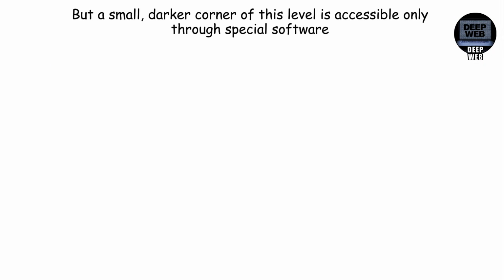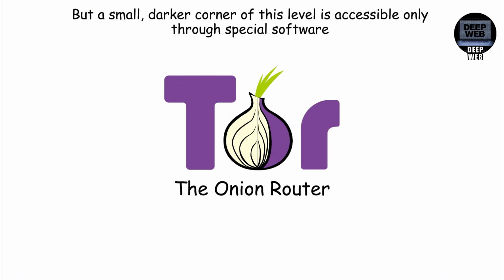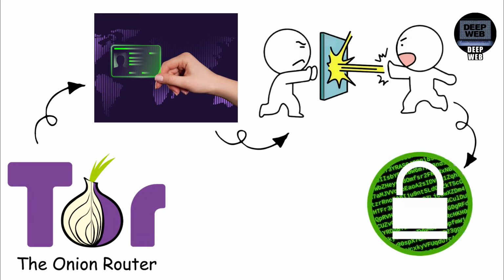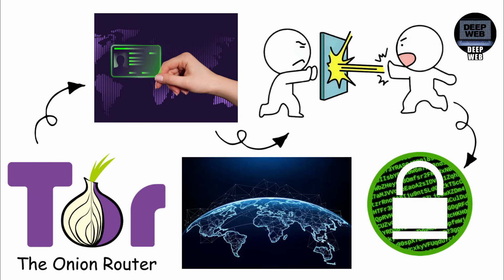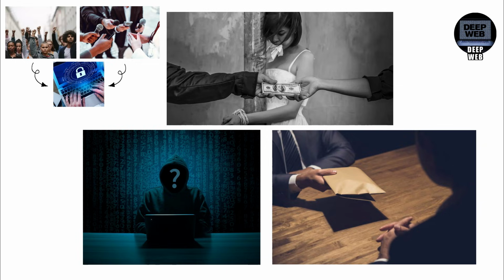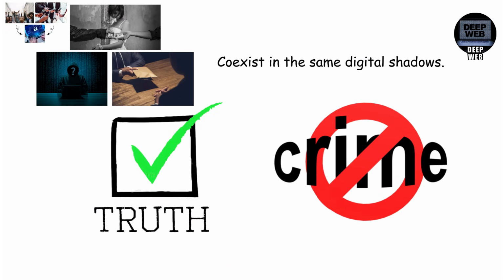But a small, darker corner of this level is accessible only through special software like Tor, the onion router. Tor hides your digital identity by bouncing your connection through a network of encrypted relays worldwide, making it nearly impossible to trace. Here, anonymity rules. Activists and journalists use it for privacy, but so do hackers, traffickers, and black market traders. Within this encrypted maze, truth and crime coexist in the same digital shadows.